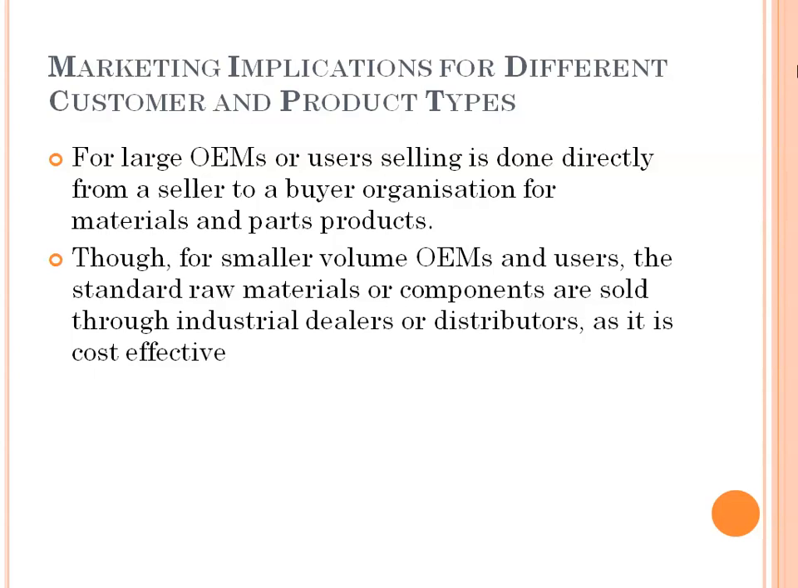So the company adopted a marketing strategy to sell its standard motors through a network of industrial dealers to small scale manufacturers all over India. However, the special purpose motors to the original equipment manufacturers, such as pump manufacturers and compressor manufacturers, are sold directly through its salespersons located at various branches.